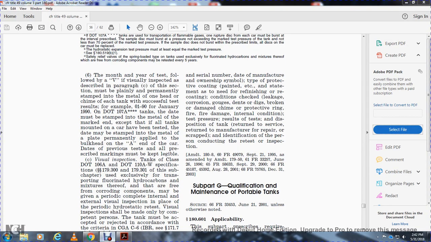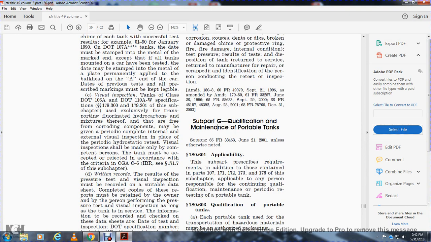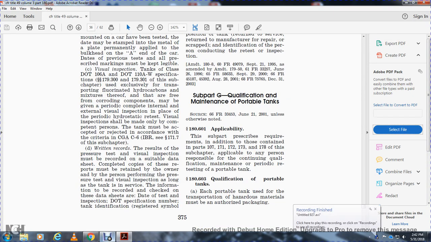Alright, Subpart G, Part 180, Chapter 1, Title 49. Subpart G, Qualification and Maintenance of Portable Tanks. Applicability. The subpart prescribes requirements and conditions contained in Parts 177, 171, 172, 173, and 178, applicable to any person responsible for the continuing qualification and maintenance of the periodic retesting of portable tanks.